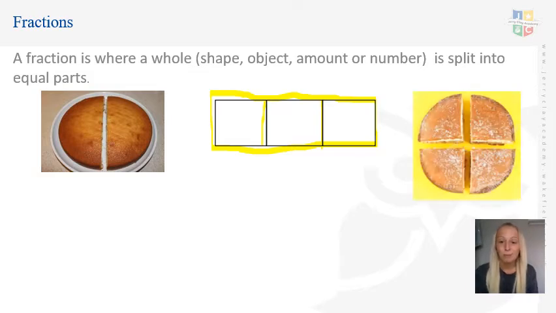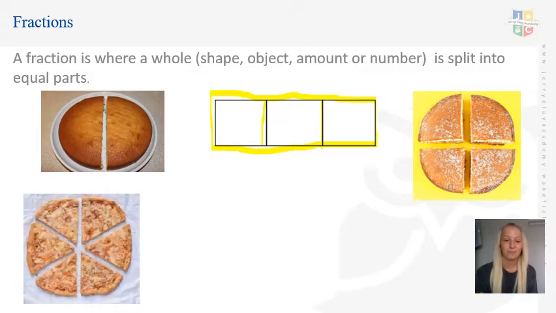The next way we could represent it, we now have another cake, but this time it has been split into four equal parts. But it's still a fraction. It can be split into however many parts as we want, as long as all those parts are equal. So this fraction represents four equal parts of the whole cake.